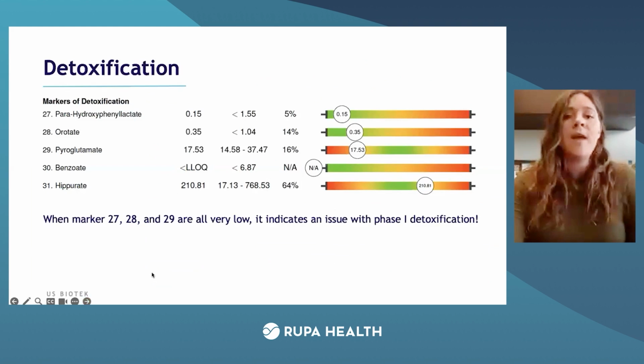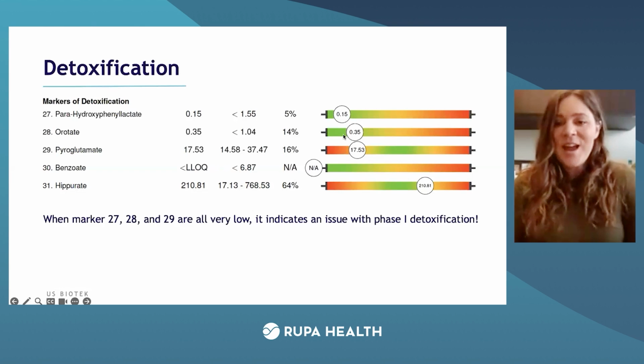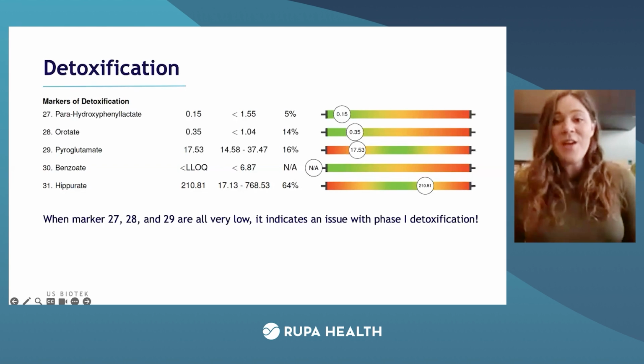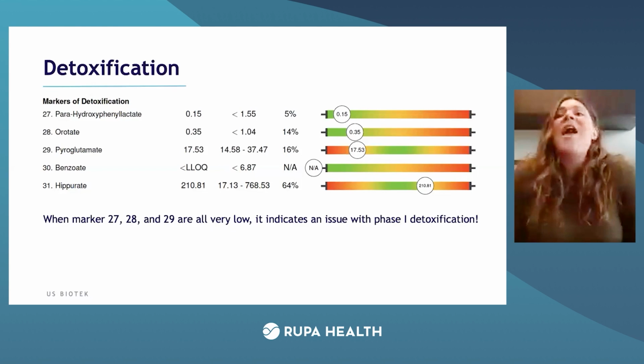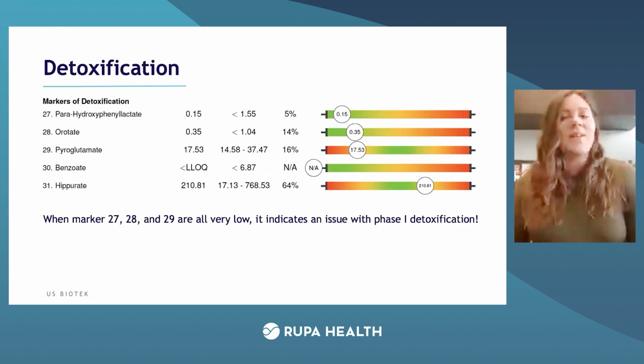Her detox section was terrible. This is awful. So 27, 28, and 29, they're all super low. This indicates a phase 1 detox issue, like she can't even do phase 1. So no wonder she's so sick, even though her levels weren't sky high. She's not removing anything out of her body, so it's all just stewing around in there.